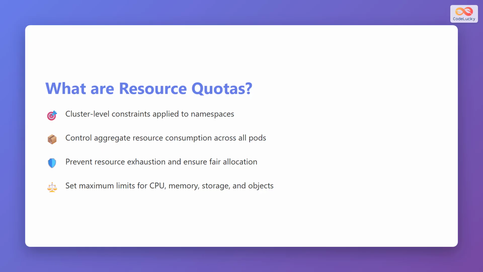You can set maximum limits for various resources including CPU, memory, storage volumes, and even the count of Kubernetes objects like pods, services, configmaps, and secrets. When a quota is in place, Kubernetes continuously monitors and tracks the total usage to ensure it stays within the defined boundaries.